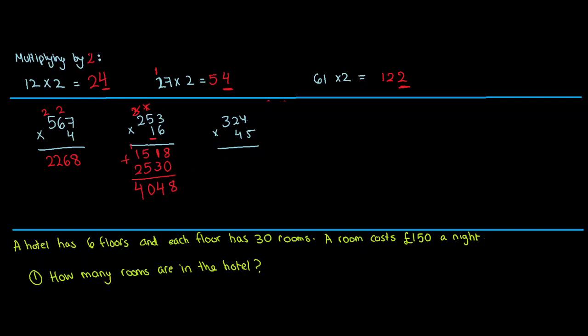5 times 4 is 20. So we put the 0 down, take the 2 up. 5 times 2 is 10, and then 10 plus 2 is 12. So 12 and put the 1 up. 5 times 3 is 15 plus 1, that is 16.